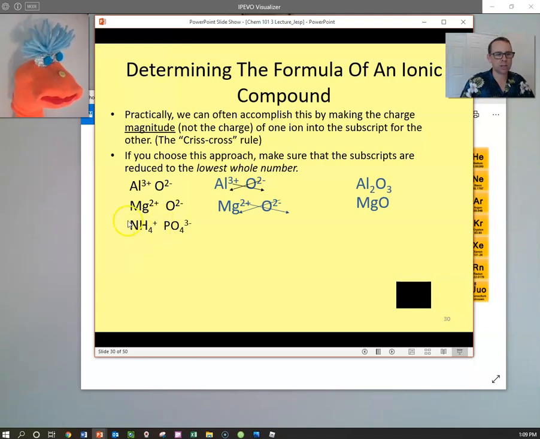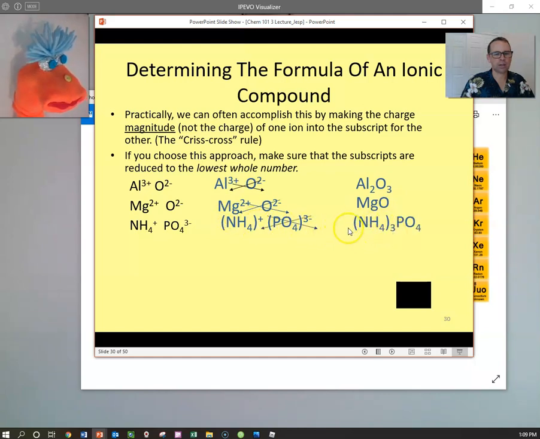So this ion is called the ammonium ion, and this ion, the phosphate ion, can come together, but we still need to balance out the charges. So how many of these cations are we going to need? 3. And how many of these anions are we going to need? Just 1. That's right. So I can draw this by writing parentheses around the one that we need more than one of, and putting a 3 there. And the phosphate here just doesn't need parentheses, it's just 1.